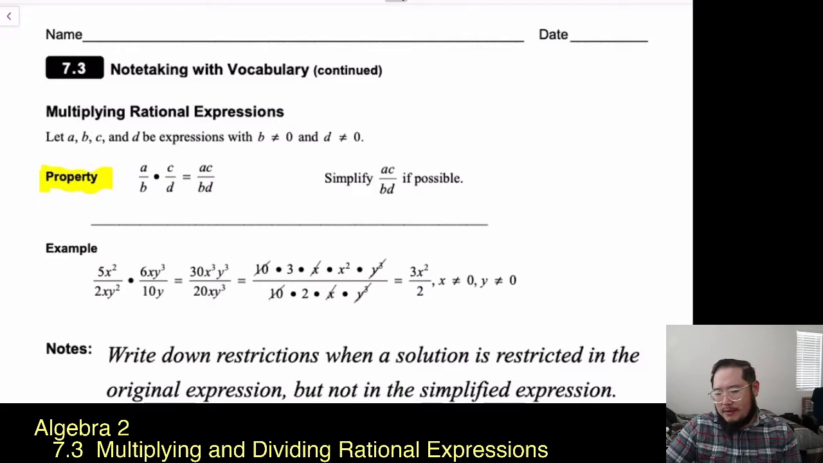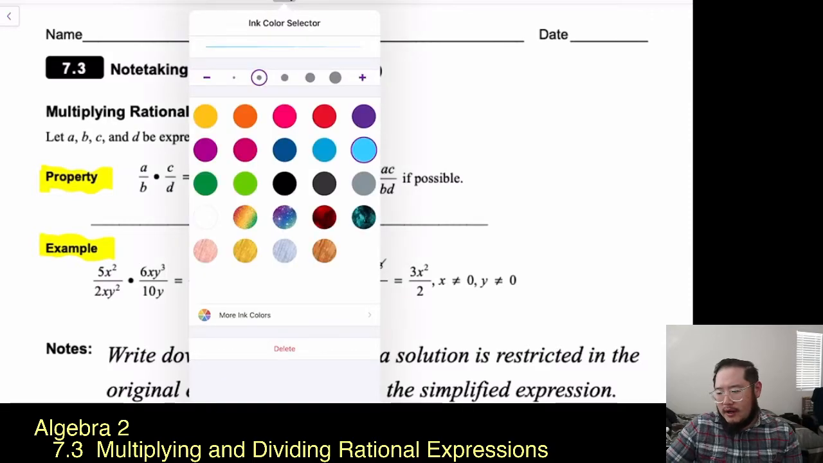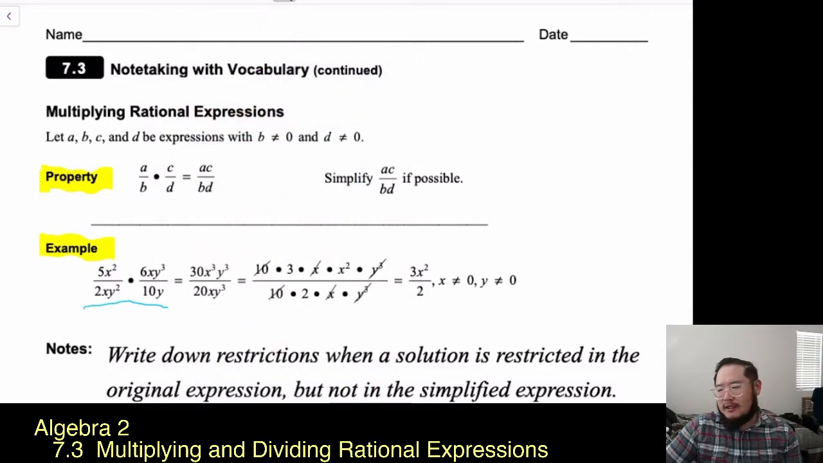If you take a look at the example right here, they multiply straight across first. However, instead of multiplying everything straight across, you might be able to start by cross-canceling things, and you'll still result in the same answer of 3x squared over 2. Now, there's a few key things you've got to pay close attention to. The biggest part that's new to you will be writing down these restrictions. You have to write that x cannot equal 0 and y cannot equal 0.